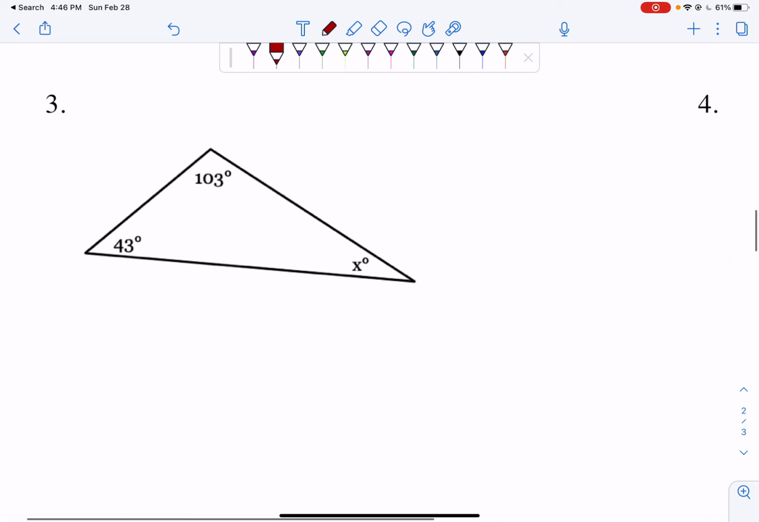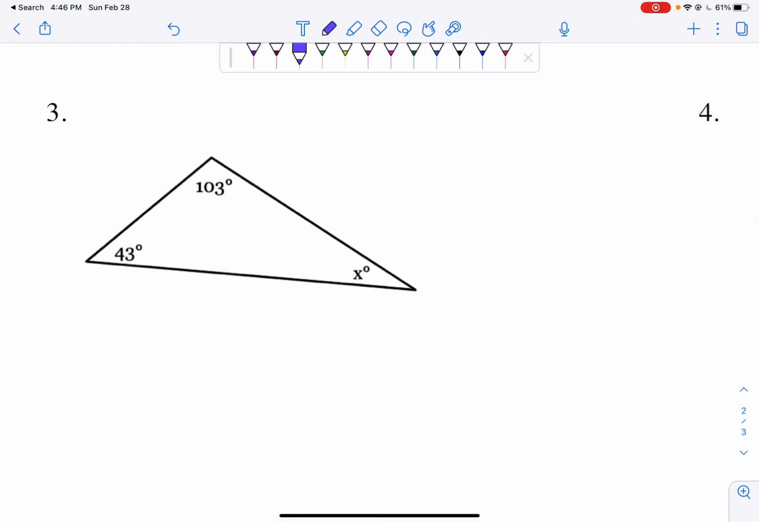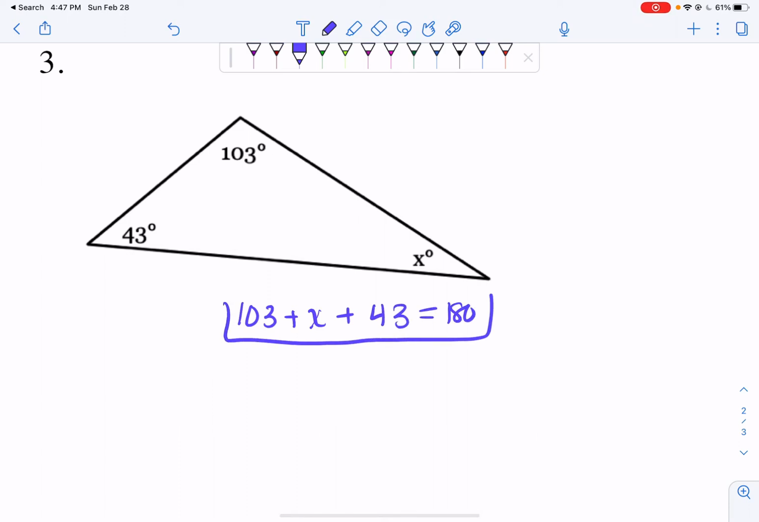Number 3. We have 3 interior angles. We have the 43, the 103, and the x. So we're going to just do 103 plus x plus 43 equals 180. And you can change the order just as long as these 3 angles are together and you still have them equal to 180.